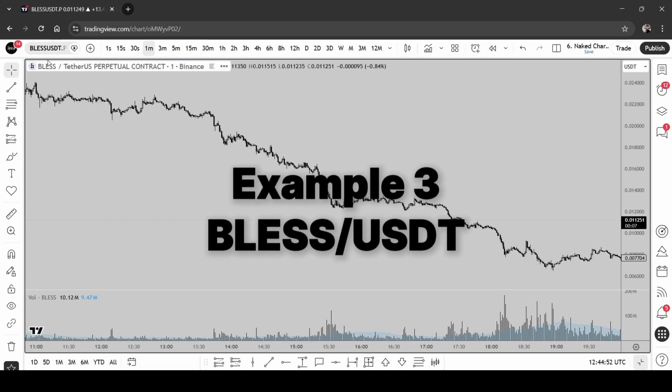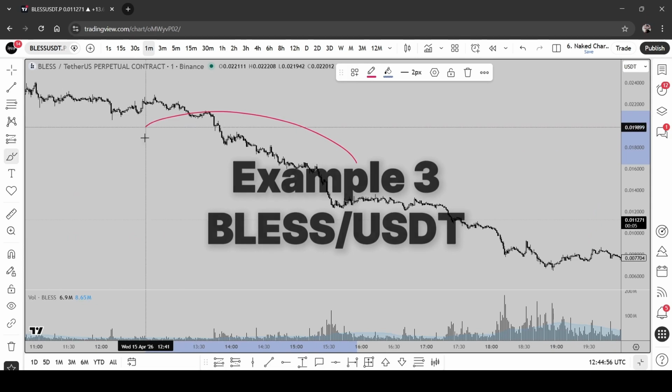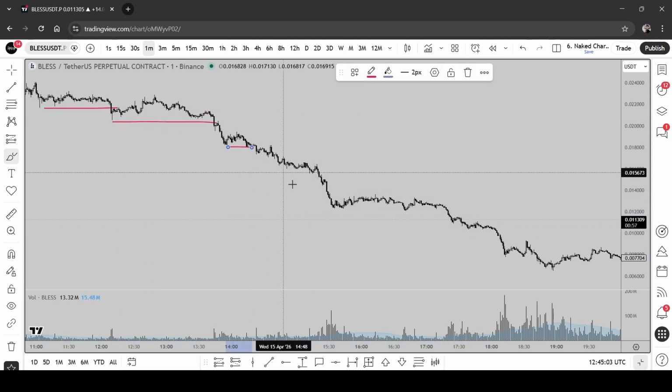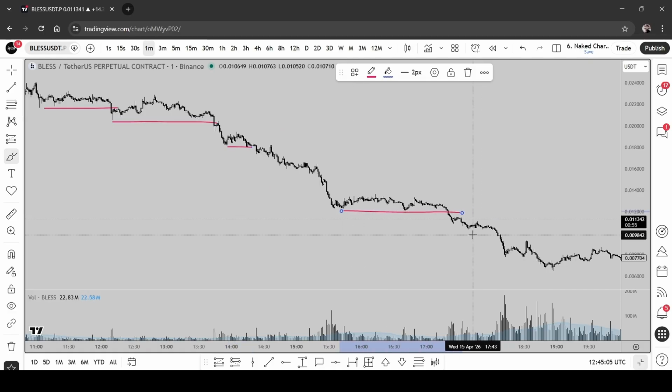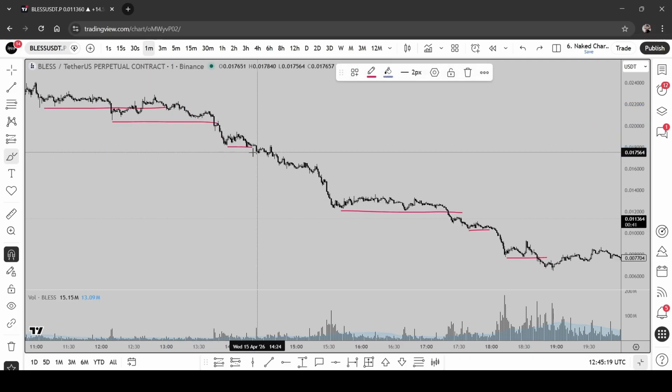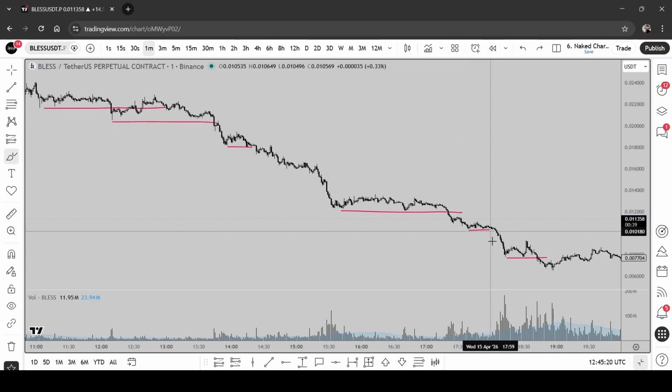Here's another example in Bless, but we're working with a really big downtrend. Take a look at how price reacts at pretty much every support level. It just breaks through every single time. Here, buyers barely stepped in, and price just collapsed and went to new lows. Again, buyers didn't step in, it just kept bleeding, kept bleeding.